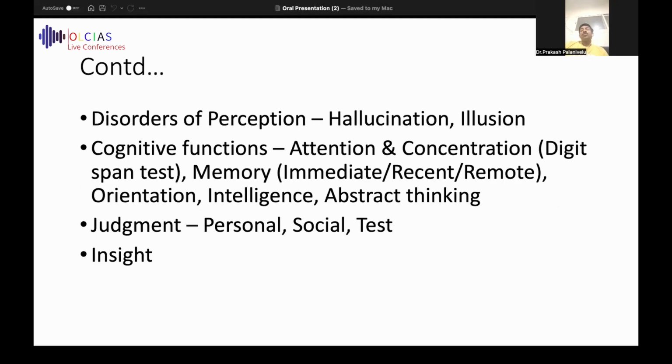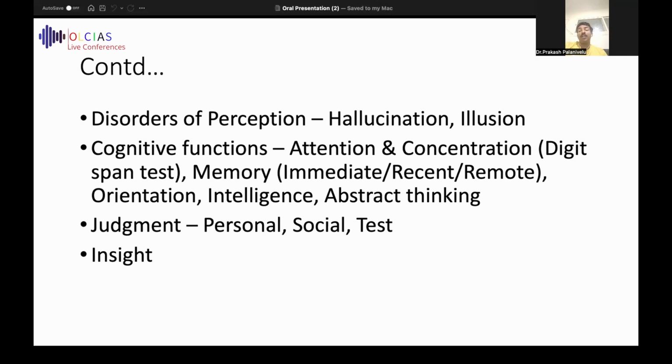In regard to the disorders of perception, we mainly assess hallucinations and illusions. Hallucinations are a misperception without an external stimulus, whereas an illusion is also a misperception, but with an external stimulus. We can assess different categories of hallucinations. They may be auditory, olfactory, visual, extracampine, etc. We can assess the different types of hallucinations in patients, but psychotic patients will predominantly have auditory hallucinations.